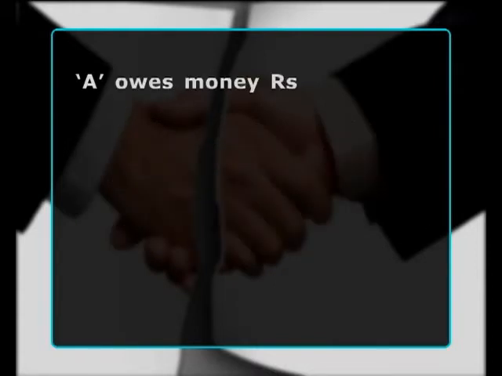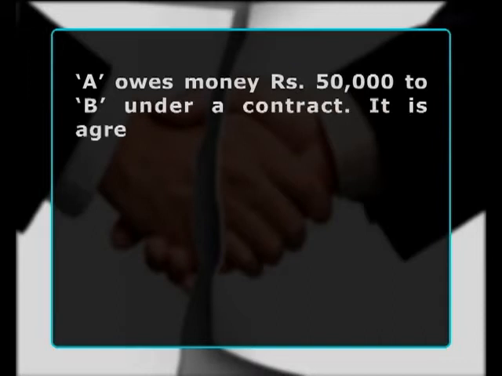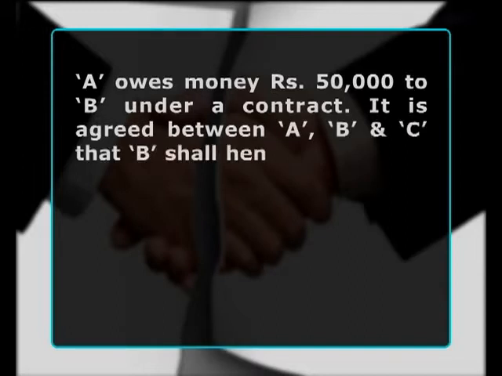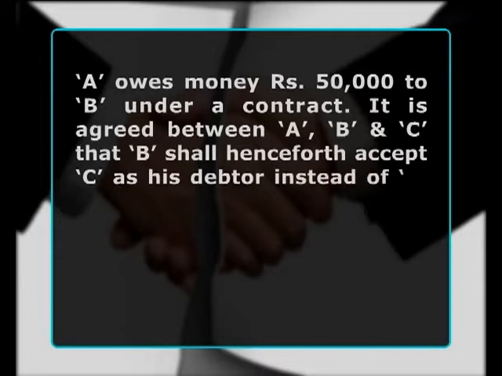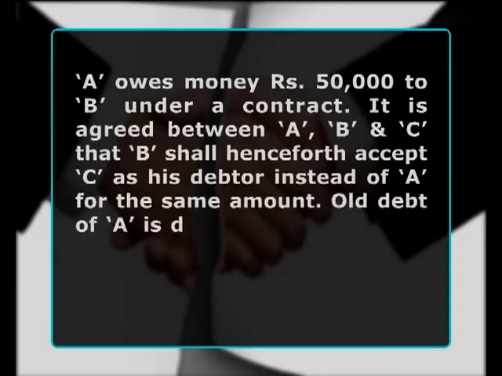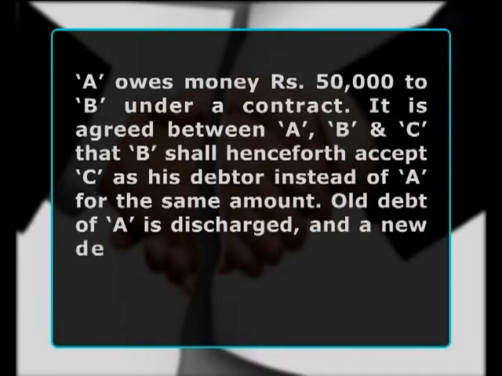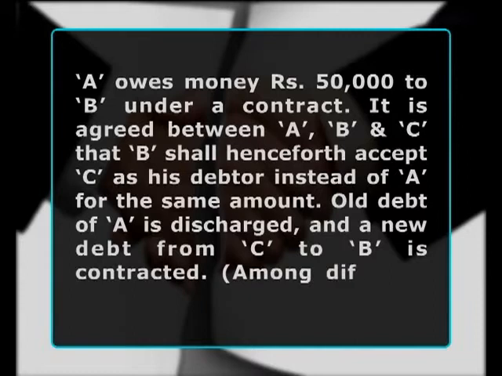Another example would be A owes money of the sum of rupees 50,000 to B under a contract. It is agreed between A, B and C that B shall henceforth accept C as his debtor instead of A for the same amount. Old debt of A is discharged and a new debt from C to B is contracted. This is an example of novation among different parties.